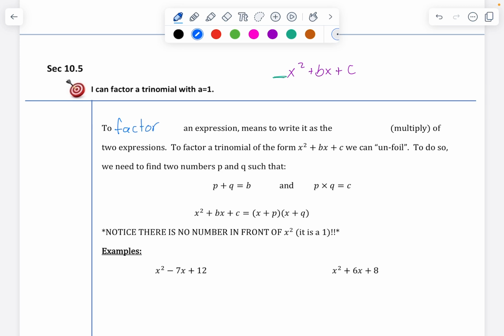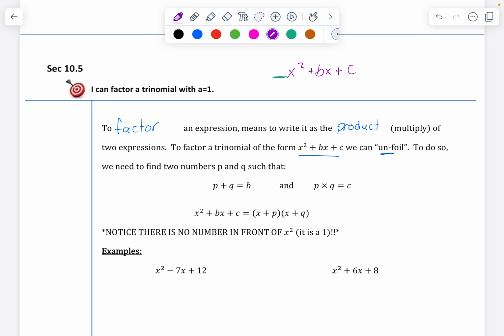That means that we are going to write it as the product, and product, remember, means multiply, of two expressions. So to factor a trinomial in the form x squared plus bx plus c, we can unfoil. We talked about foiling or using the box method last week, but now we're going to do kind of the reverse. So we'll unfoil here.